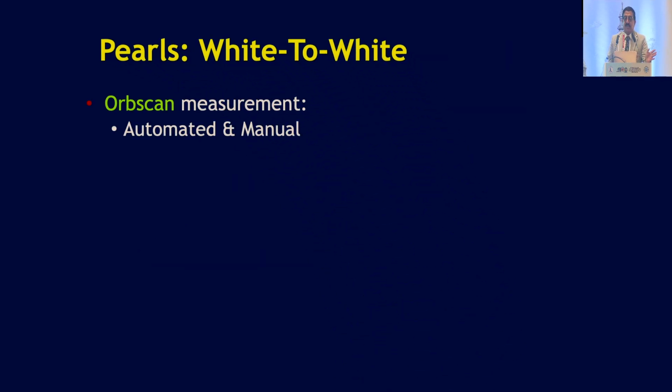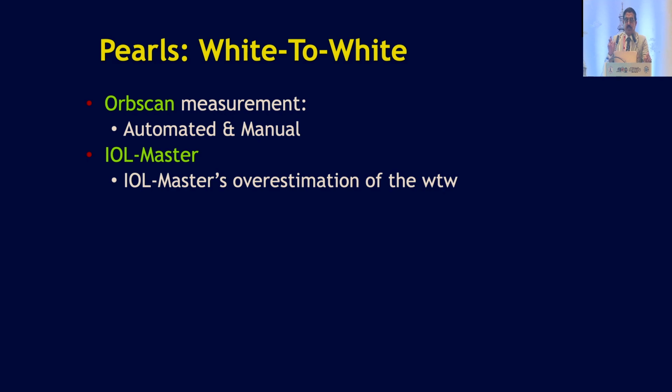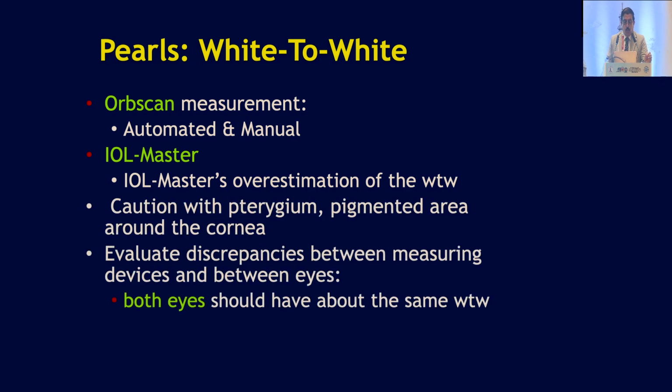So we know that the OB scan was a very, very accurate measurement of the white to white, but we do not have the OB scan in many situations now, and thereby the IOL master has become an important tool. However, the IOL master overestimates the white to white, and we have to be very cautious about the pterygium, pigmented areas and any discrepancy between the two eyes. If there's a discrepancy between the two eyes, you have to be very careful, because this usually does not happen. And the eyes should have approximately same white to white measurements.